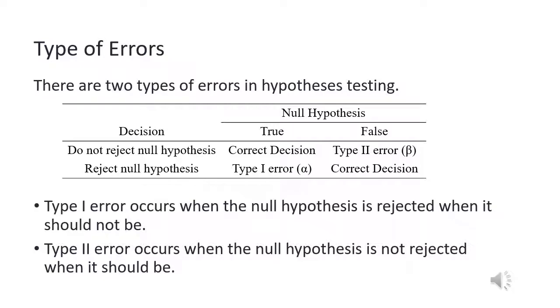So when you're doing hypothesis testing, there are two types of errors you need to be aware of. Type 1 error, which is alpha, and type 2 error, which is often called beta. Type 1 error occurs when the null hypothesis is rejected when it should not be, and type 2 error occurs when the null hypothesis is not rejected when it should be.